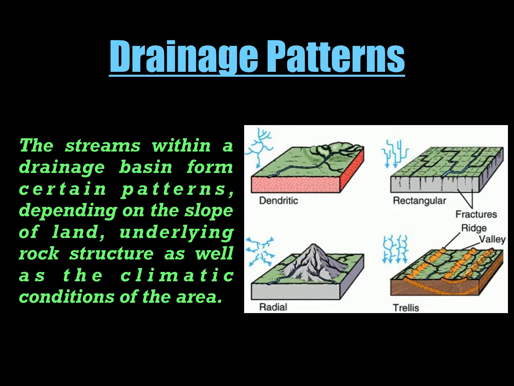So let's see the drainage patterns. The streams within a drainage basin form certain patterns that depends upon the slope of the land, underlying rock structure, as well as the climatic conditions of that particular area. So there are 4 kinds of drainage patterns you can see in the adjacent figure or the image. First is dendritic system or dendritic pattern. Second one is rectangular. Third one is radial, having the mountain in the center, and last one is the trellis.